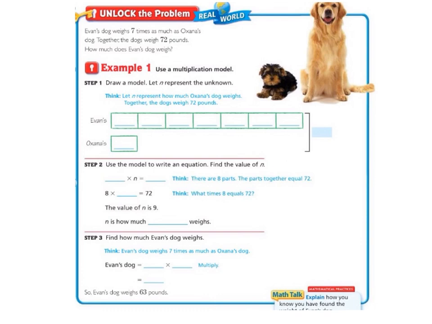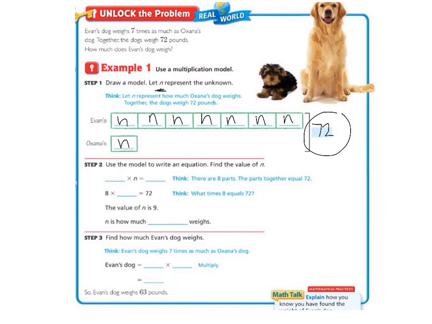So, let's draw a model and represent n as what we don't know. Well, we don't know how much each of the dogs weigh, so let's fill in all of these boxes with n, because we don't know how much they weigh. But we do know how much they weigh together. It told us that they weigh 72 pounds together.